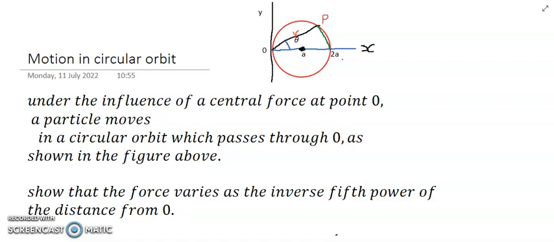We are back with another video. Okay, basically in today's video we will be dealing with motion in circular orbit.